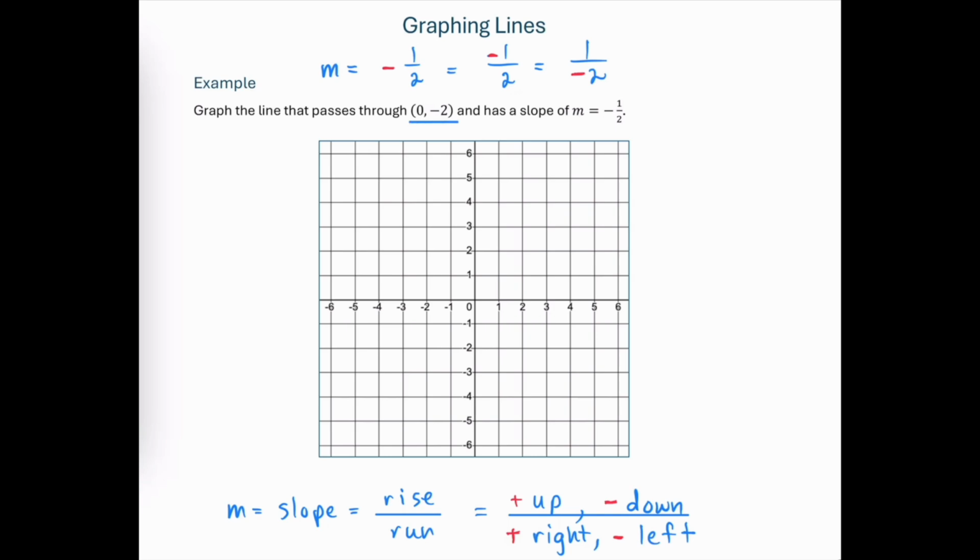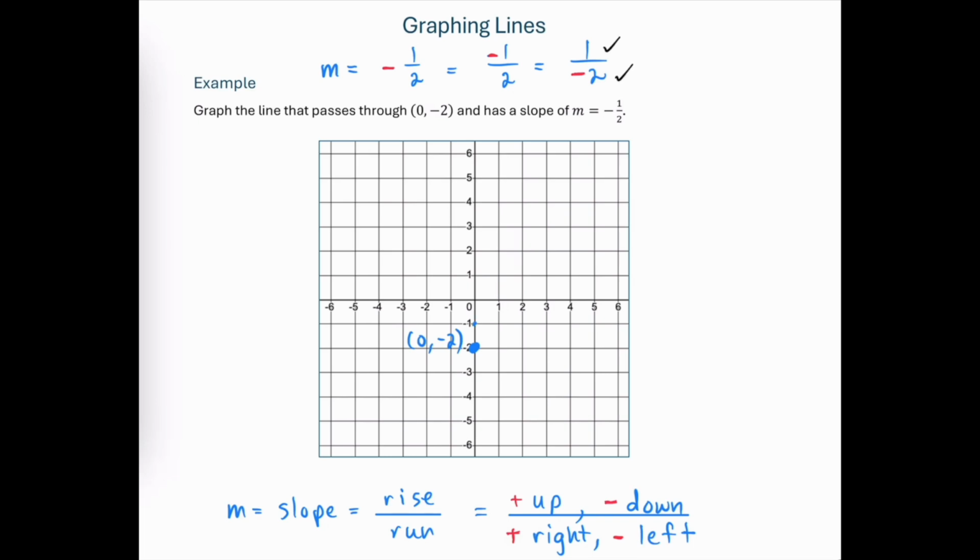To graph our line, we're going to start with the only ordered pair that we're given that's actually on the line, which is 0, -2, and of course we'll label that ordered pair. So from here we have two options. We can either go up 1 and to the left 2, or down 1 and to the right 2, and we'll actually do both. Let's start by going up 1 and to the left 2.